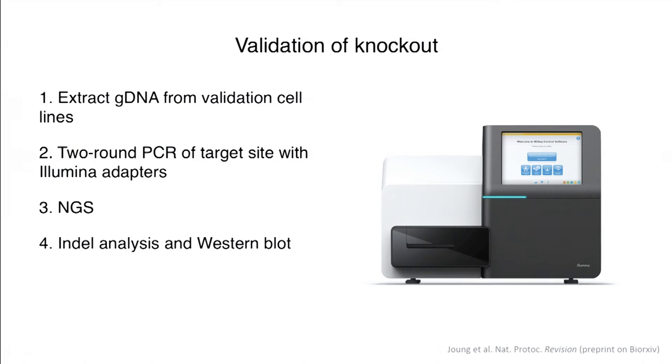And for these amplicons, you want to do NGS analysis and figure out whether or not there was an indel that corresponded to the phenotype of interest. And of course, it's also very important to do Western blot to verify that the protein was actually knocked down due to this indel mutation.